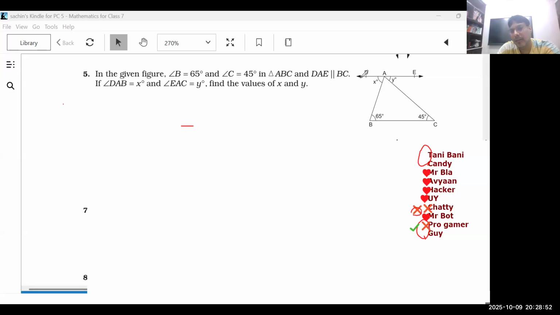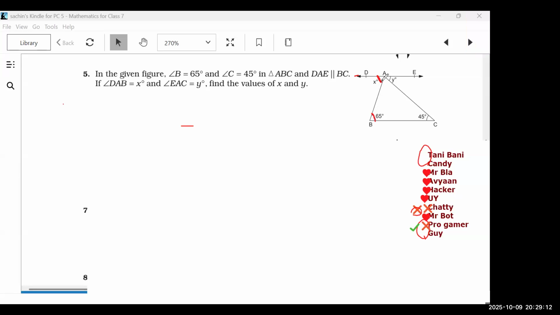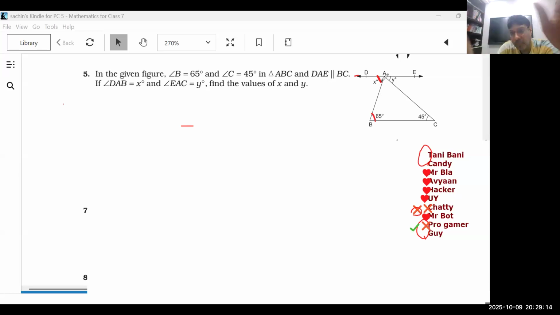And chatty, how much will be this angle? 70. Yes, 70. Mr. Cow, I got 115. Tani Bani, 70 is wrong guys.